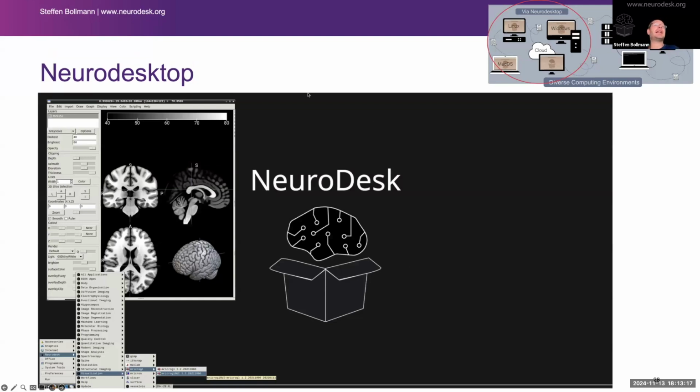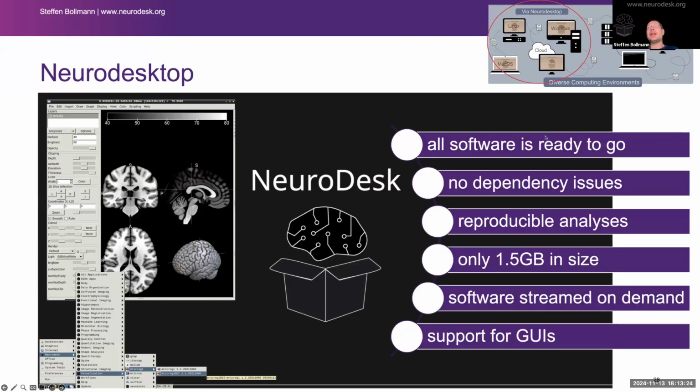So in the end, what you're getting is a virtual desktop, which is just a Linux desktop with all the tools installed. And the cool thing is all the software is ready to go. So you don't need to install anything. Everything is there. We have no dependency issues. So we can even have the same software in different versions.